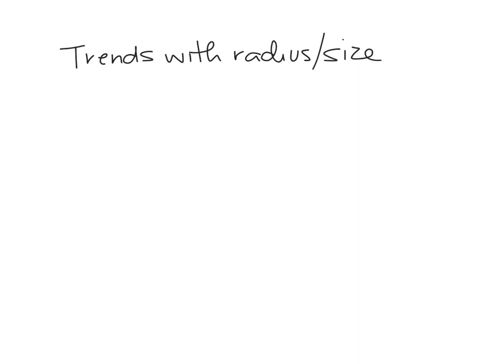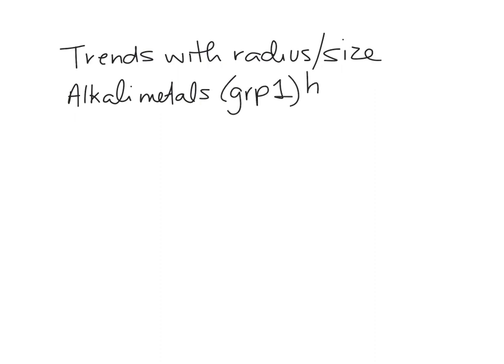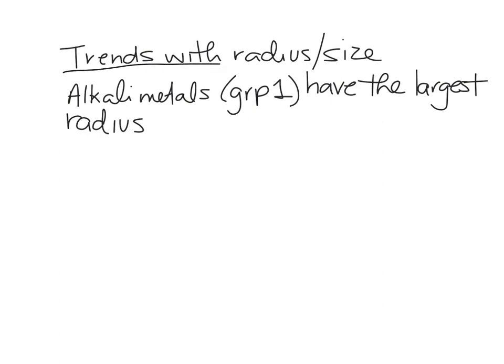Hayden. Alkali metals have the biggest atomic radius, or largest? Alkali metals, group 1, have the largest radius. Alkali metals have the largest radius. What else did you notice? One other point.